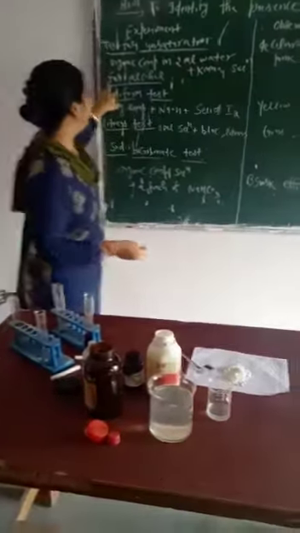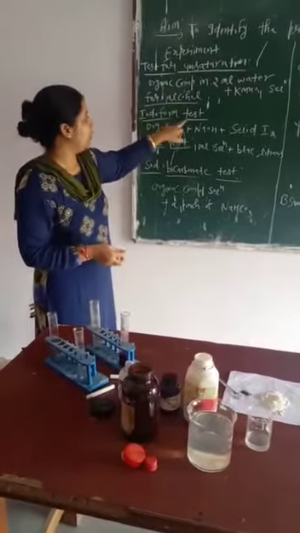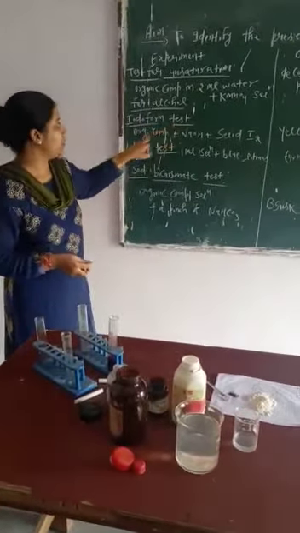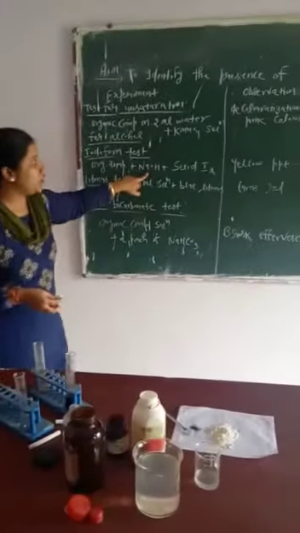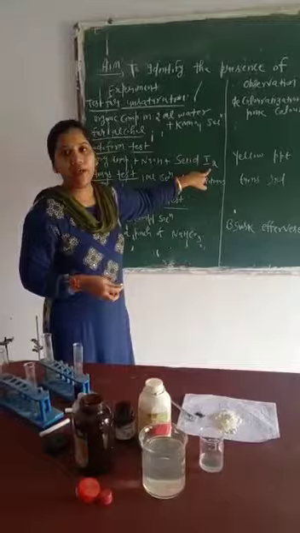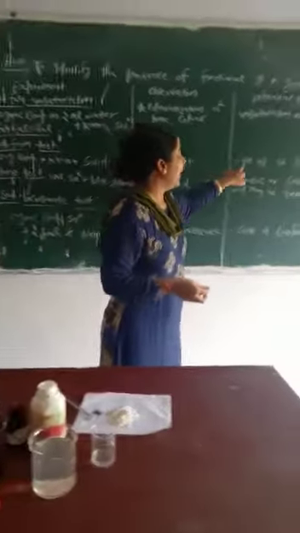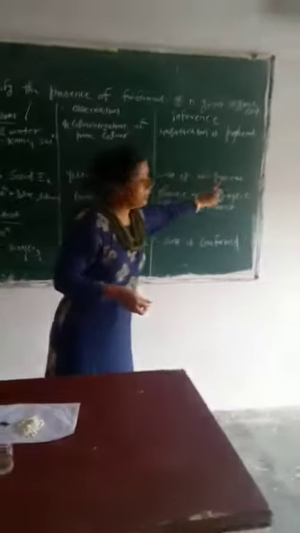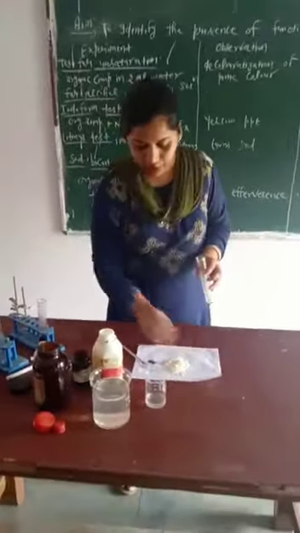Now next we will do the test for alcohols, the iodoform test. For doing the iodoform test, we will take the organic compound, we will add NaOH solution and then solid iodine. If there is a yellow precipitate, then alcohol group is present. We will confirm it with the help of testing.